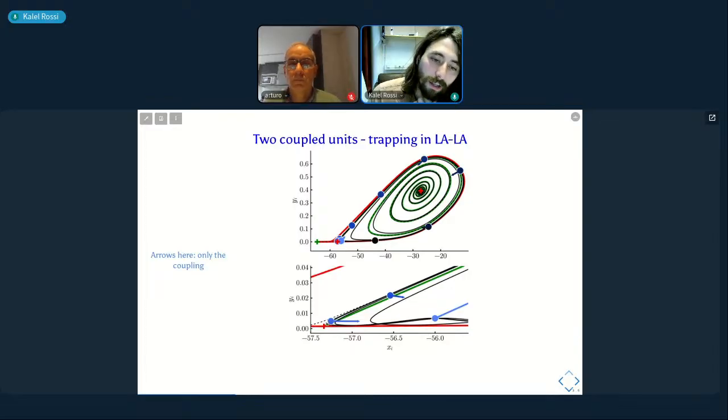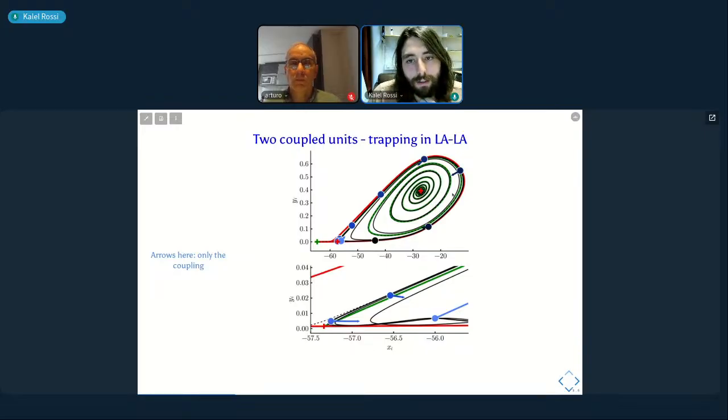And this black solid line here shows the trajectory of the unit on the way to the attractor. This is what we were seeing before in the animation. But in the dashed line, which you can see more clearly here, you have the dynamics of the unit uncoupled, so without the coupling, but starting from the same initial condition as before.